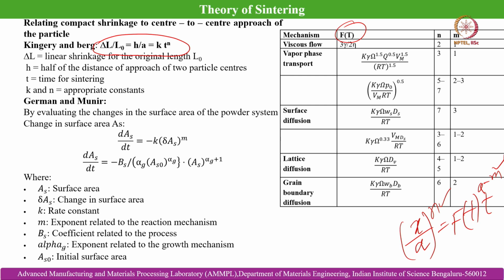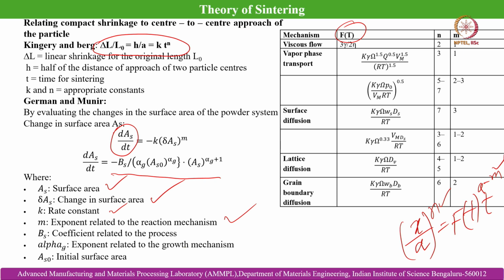German and Munir have given an expression by evaluating the changes in the surface area of the powder system. The change in surface area with sintering time can be expressed as d As by dt is equal to minus k into delta As to the power m, which can be further expressed as d As by dt is equal to minus Bs by alpha g As 0 to the power alpha g into As to the power alpha g plus 1, where As is the surface area, delta As is the change in surface area, k is the rate constant, m is the exponent related to the reaction mechanism, and Bs is the coefficient related to the process, and alpha g is the exponent related to the growth mechanism, and As 0 is the initial surface area.